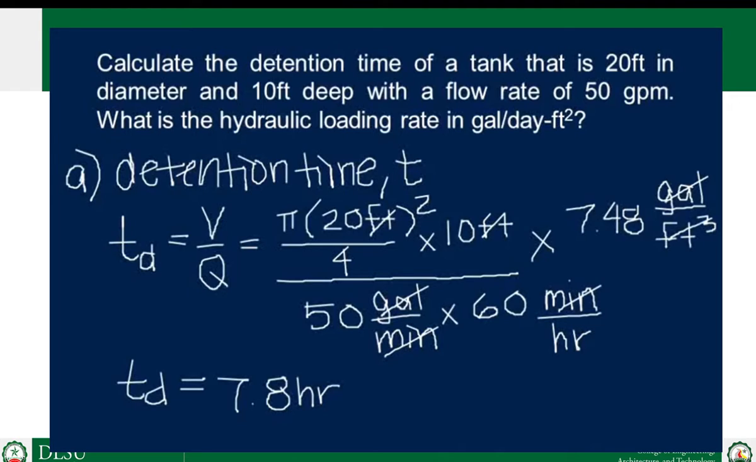So we need to convert the numerator from cubic feet to gallons. 1 cubic foot is equal to 7.48 gallons, so that we can cancel out the gallon in the numerator with the gallon unit in the denominator. And we also convert the unit of time, 60 minutes per 1 hour, so that our final answer will be 7.8 hours.